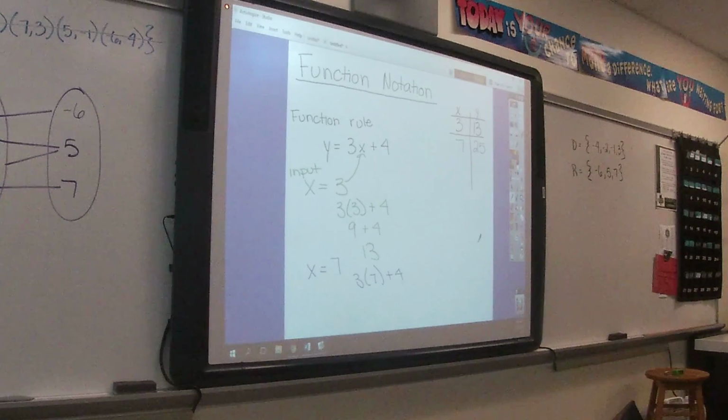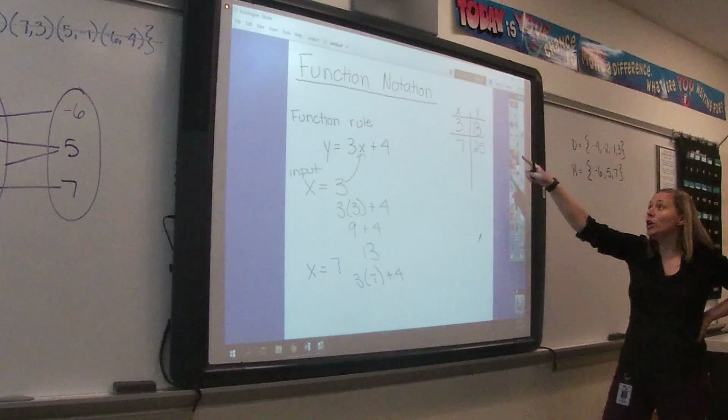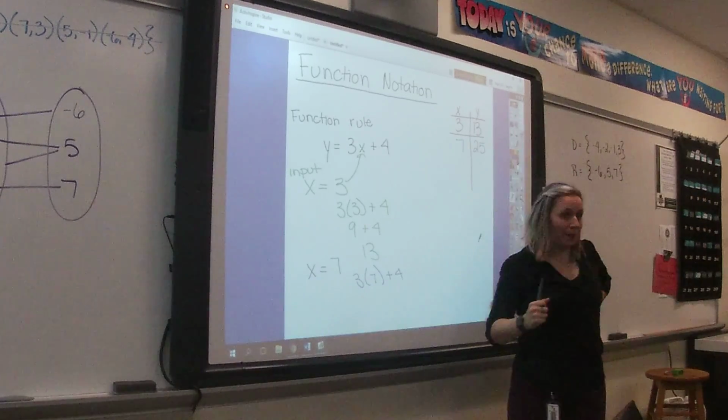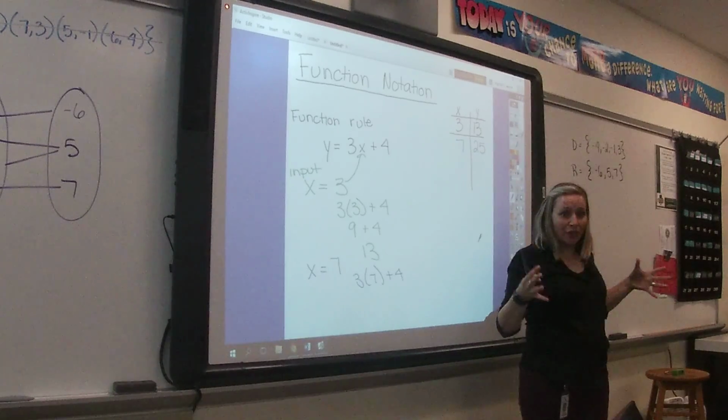Now, could we agree that I don't have to write this in a table? I could plot those points on a graph. Well, I could write them as ordered pairs. I could put them in a mapping. Right? Those are all different things we could do.